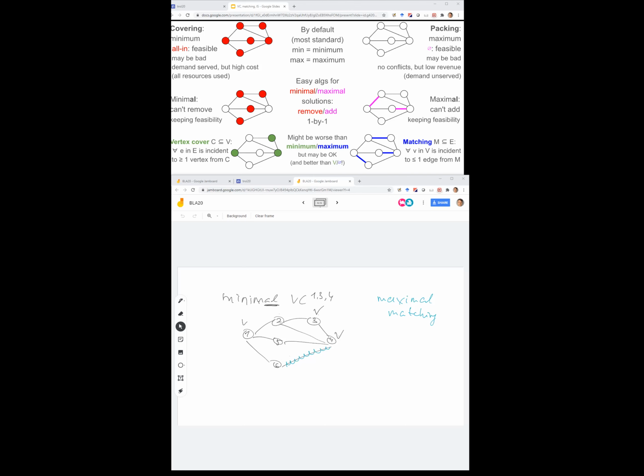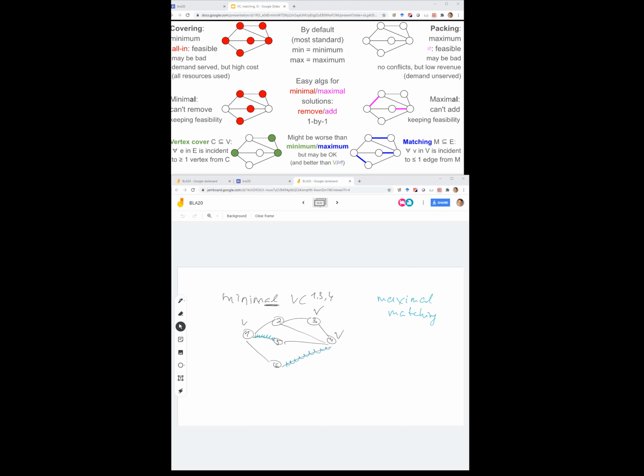Let's continue adding edges. I cannot add this edge because if I do, then at this vertex we would have two matched edges coming in. I cannot add this edge, I cannot add this edge. So I cannot add any edge which would be incident at a vertex to this chosen edge. But I can add some other edge. I don't know, I can add this edge. Okay, these two blue edges in the graph form a matching because they don't come to a single vertex.